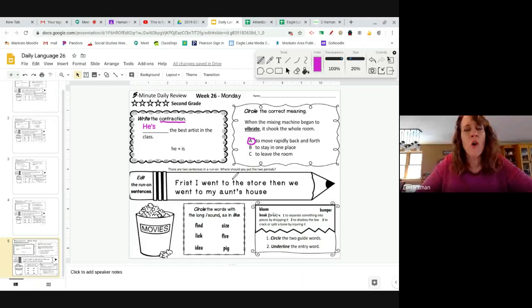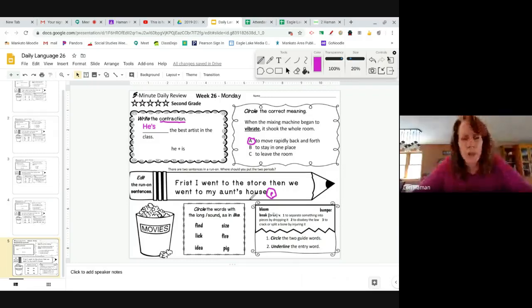So where should you put the two periods? Well, they've already told us our end marks are going to be periods, and there definitely would be one at the very end of the writing, right? So here's a period. I'm going to try to draw a period and circle it. It's pretty hard to do with my finger. And then I have to think about where would the other period go? So what would be the end of the first sentence in this telling?